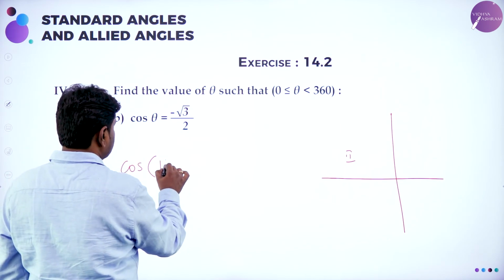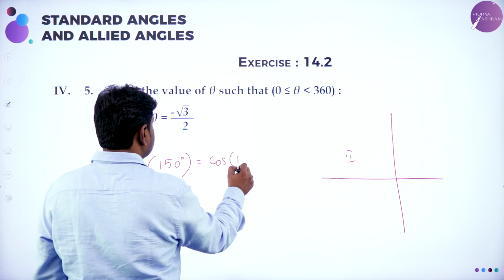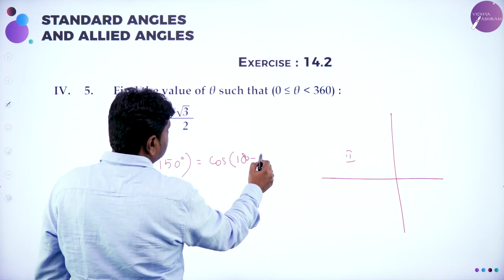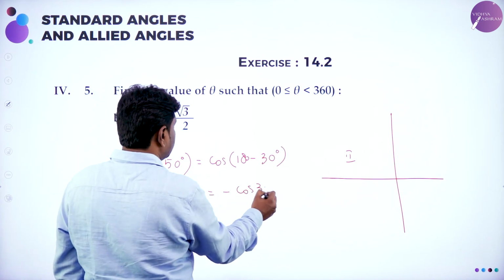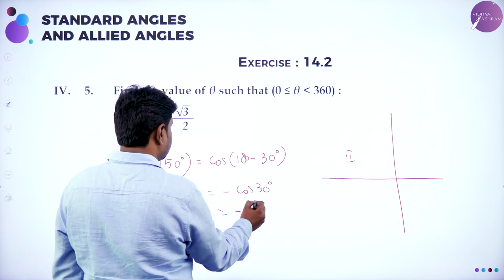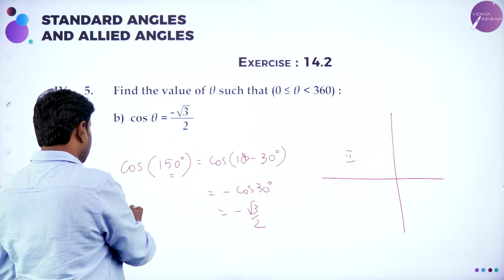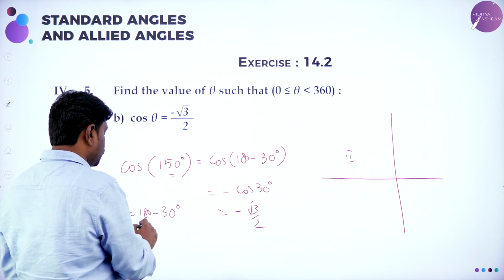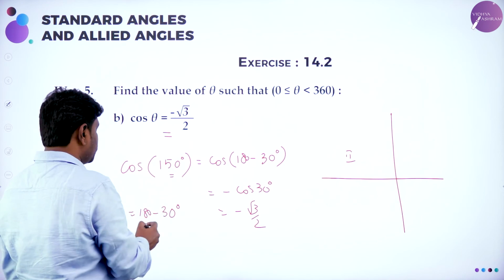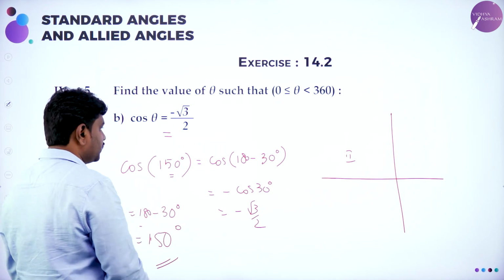So cos of, if I take 180 minus 30, cos 150 degrees I can take. Why am I choosing this? Because I can write it as cos of 180 minus 30. Cos of 180 minus 30 is minus cos 30. Minus cos 30 gives you minus root 3 by 2. So because theta we can't take just 30 degrees, it is 180 minus 30 degrees. If overall cos is negative, it is in the second quadrant. 180 minus theta, the answer is 150 degrees.